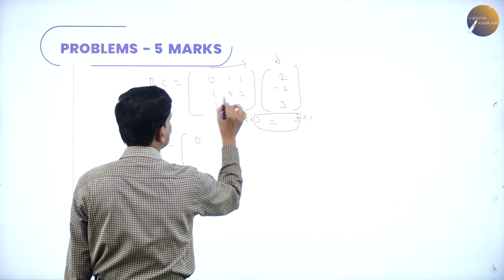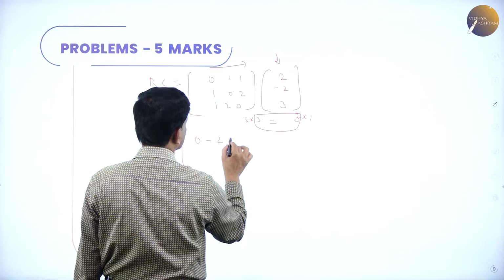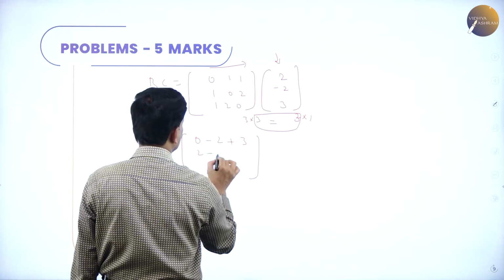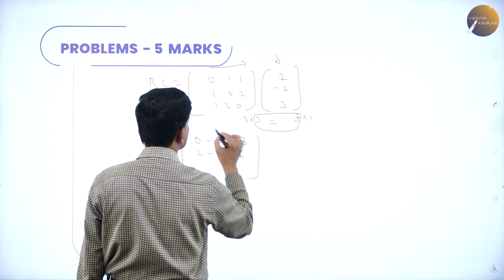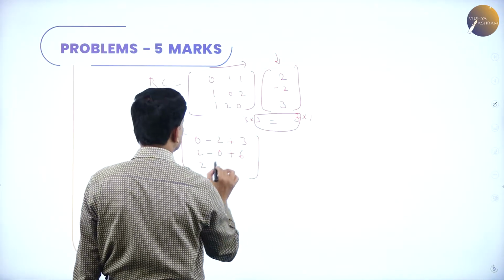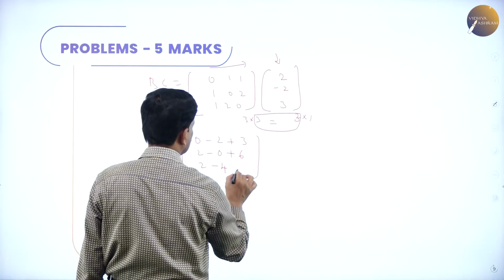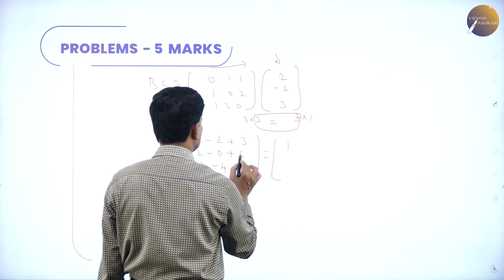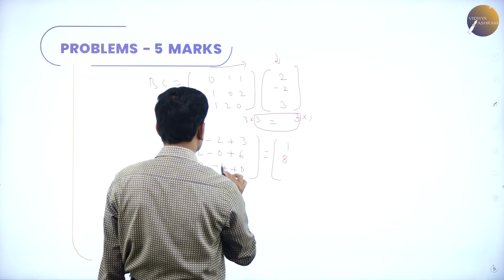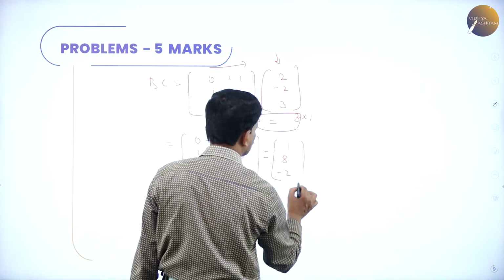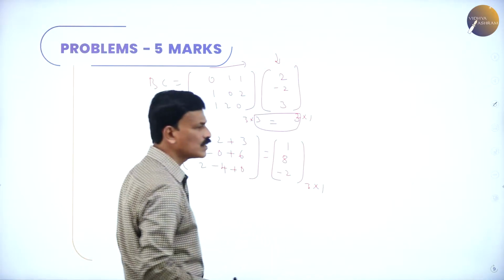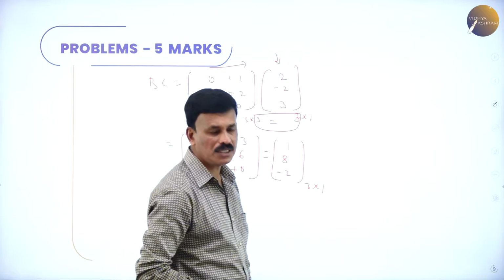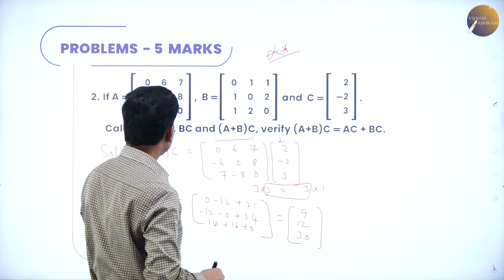0 into 2 is 0, minus 1 2 is 2, plus 1 3 is 3. 1 into 2 is 2, 0, again 2 3 is 6. 1 into 2 is 2, minus 2 into 2 is 4, plus 0 into any number is 0. So this is equal to 3 minus 2 is 1, 6 plus 2 is 8, 2 minus 4 is minus 2. This is of order 3 rows 1 column: 1, 8 and minus 2. This is BC. Okay. Now what is to find A plus B?